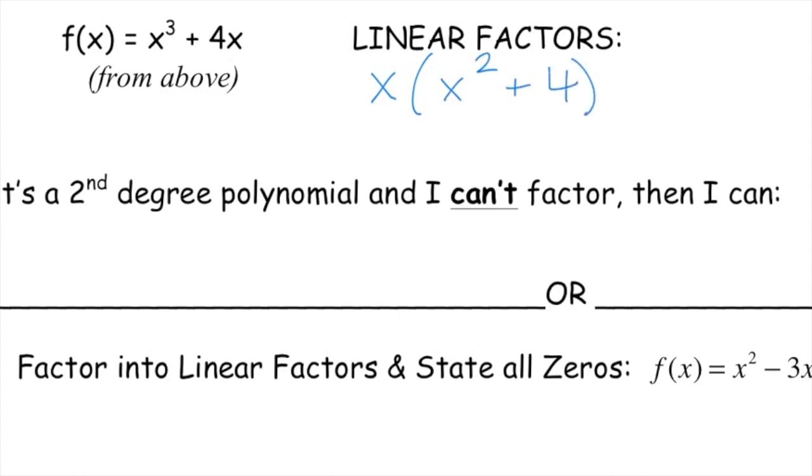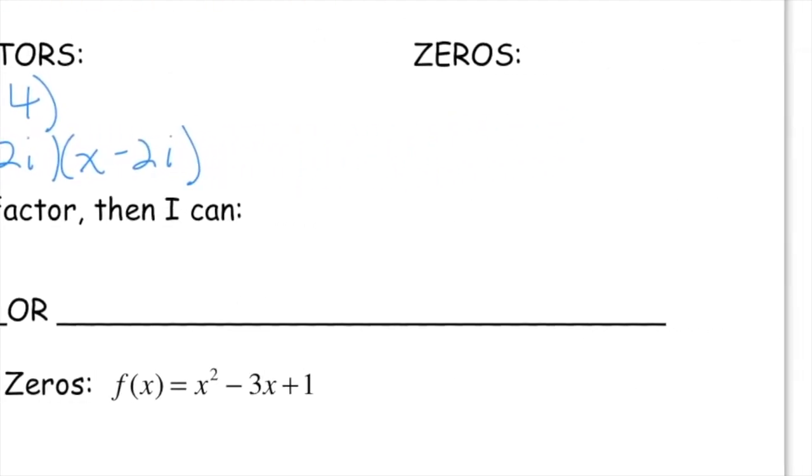But then remember, here I said linear factors. So that means that I have to factor this into x plus 2i and x minus 2i. So that again is above, so that shouldn't really be a big deal. And then over here, the zeros are 0 and positive negative 2i. Notice that they are all zeros, but they are not all real zeros. So if I had asked you for just the real zeros, you would have told me just this, but I asked for all the zeros.